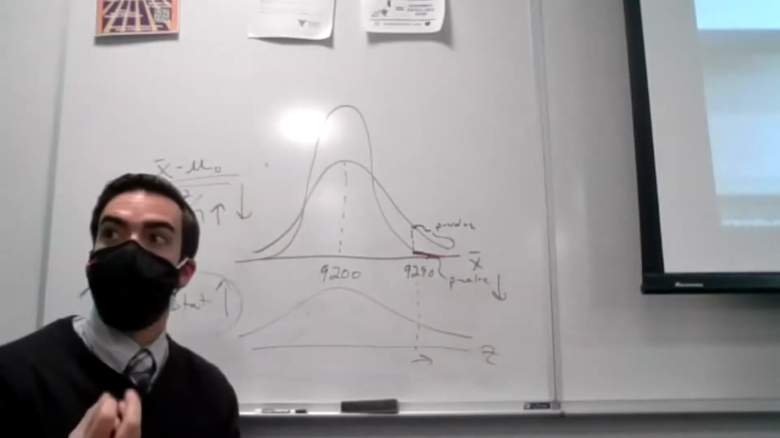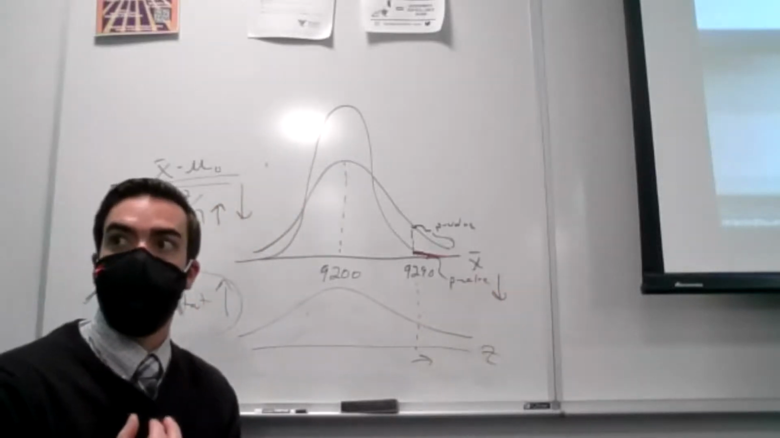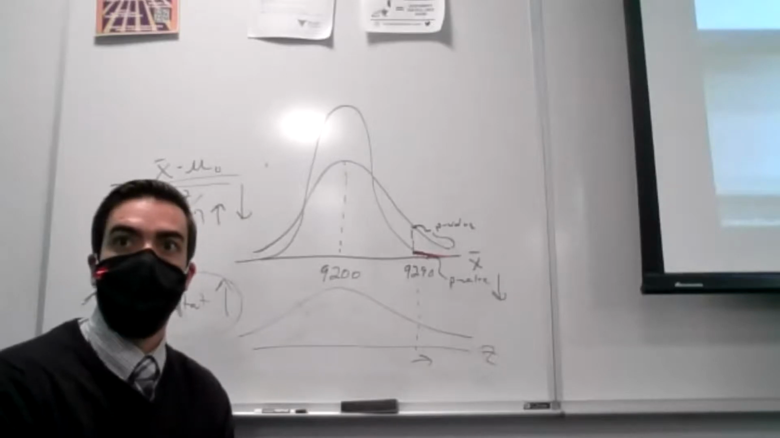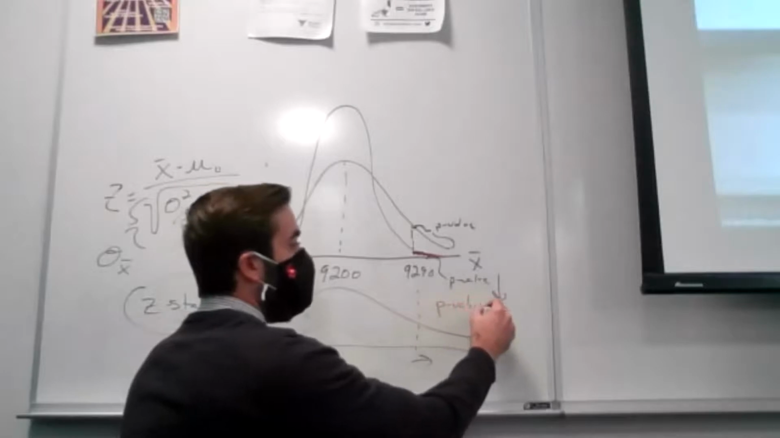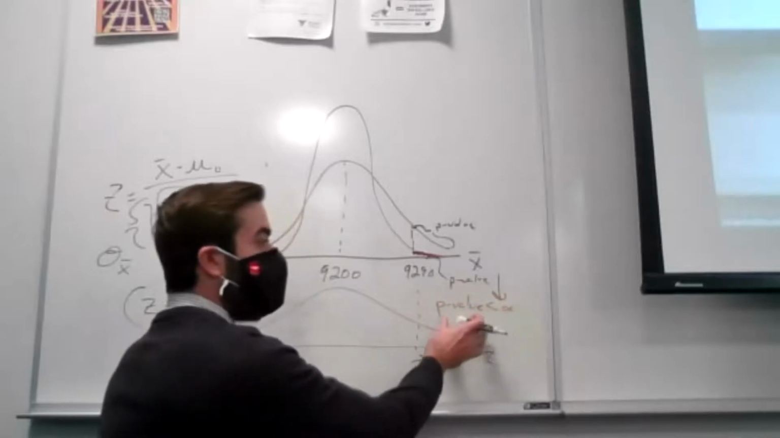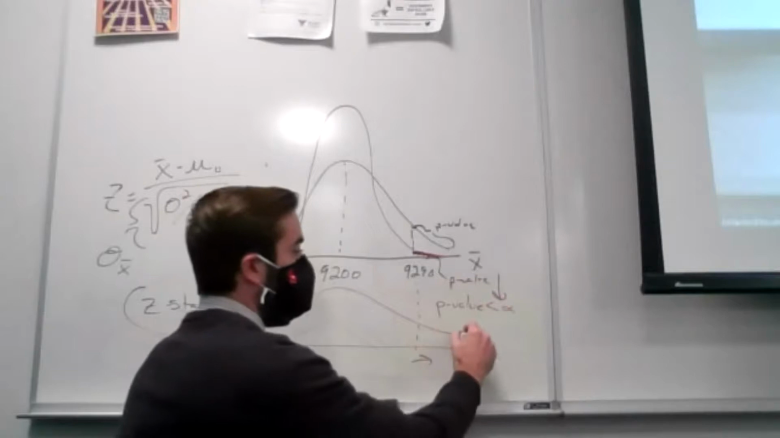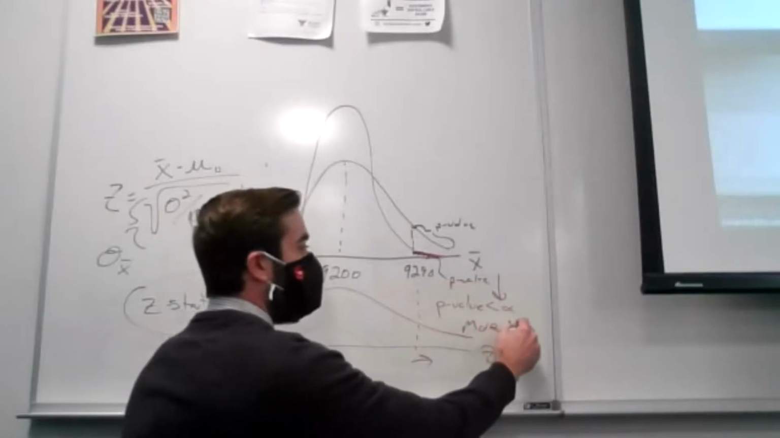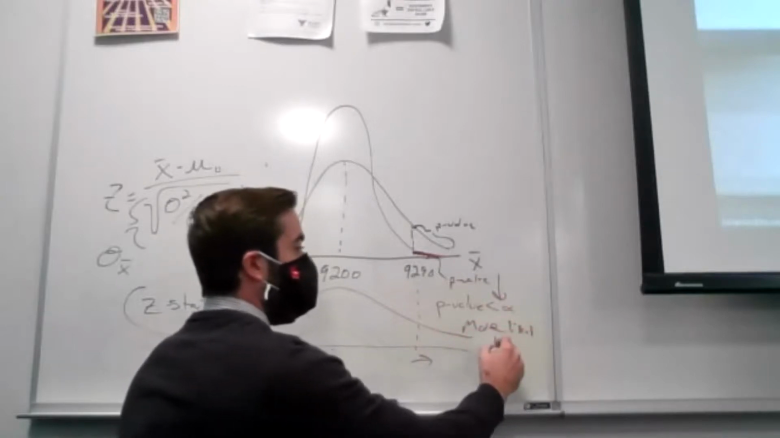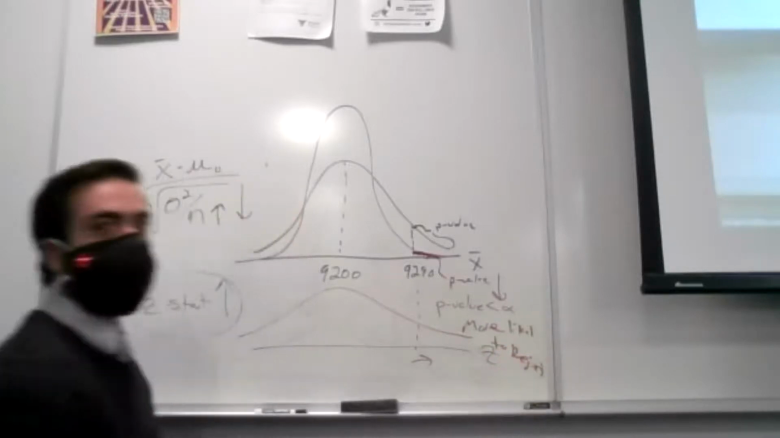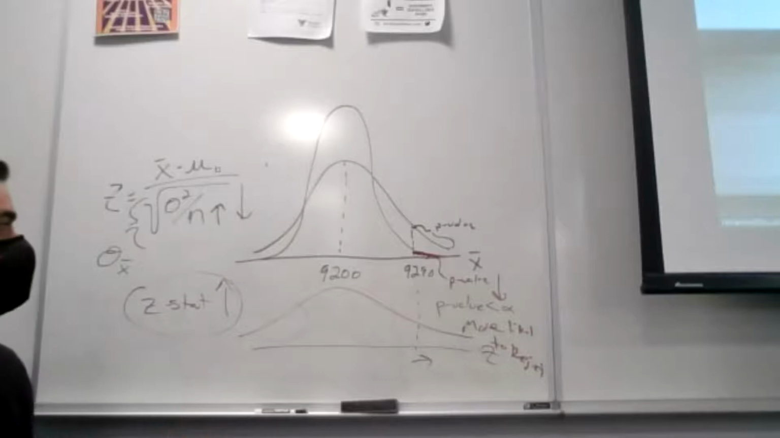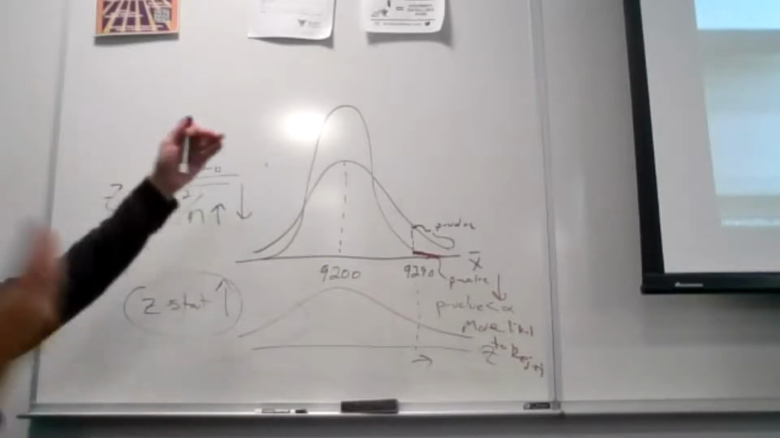If my p-value is getting smaller, am I more or less likely to reject the null? The p-value is getting smaller, and I only reject when the p-value is less than alpha. As the p-value gets smaller, I am more likely to reject, right? I can't write, so hopefully you heard me say it, and you know what that is. More likely to reject. So this is why we like big sample sizes.